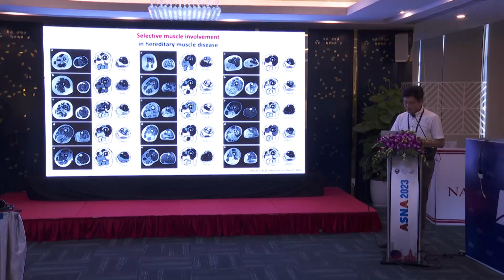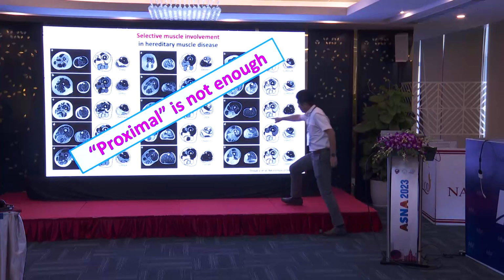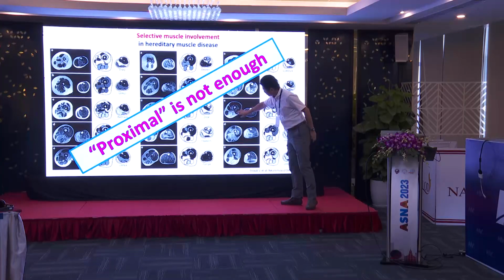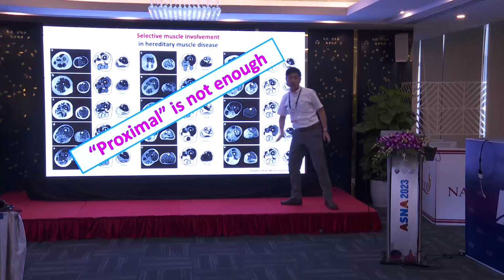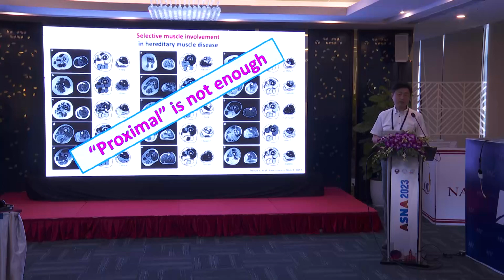Okay, so again, just saying proximal muscle weakness is not enough at all, because even, this is the thigh muscle, I'm sorry, the thigh level. But even at the thigh level, you can see this one is not affected, while this one is very much affected. So not all muscles are uniformly affected, very selective. So again, just saying proximal muscle weakness is not enough at all.